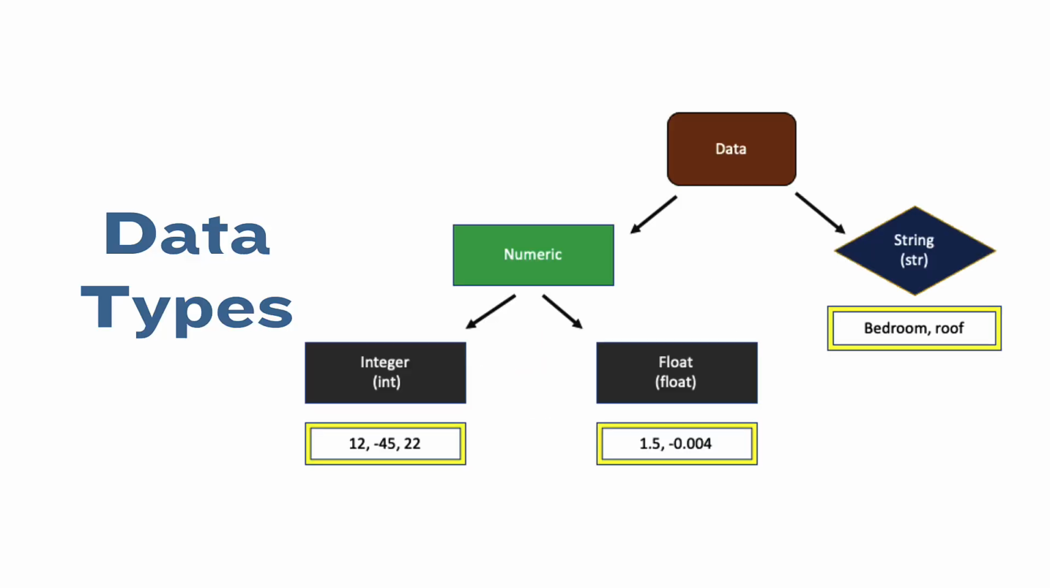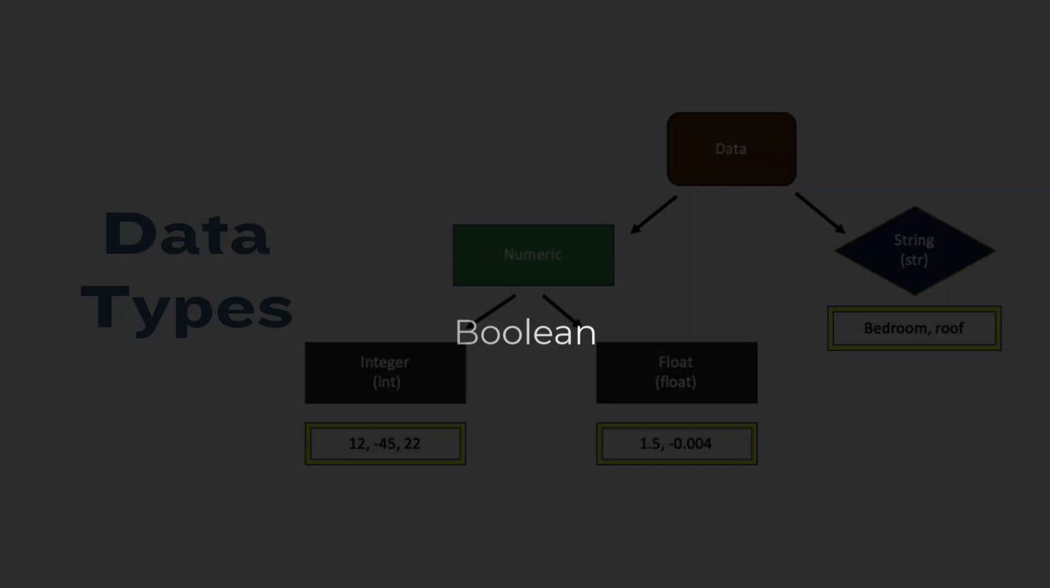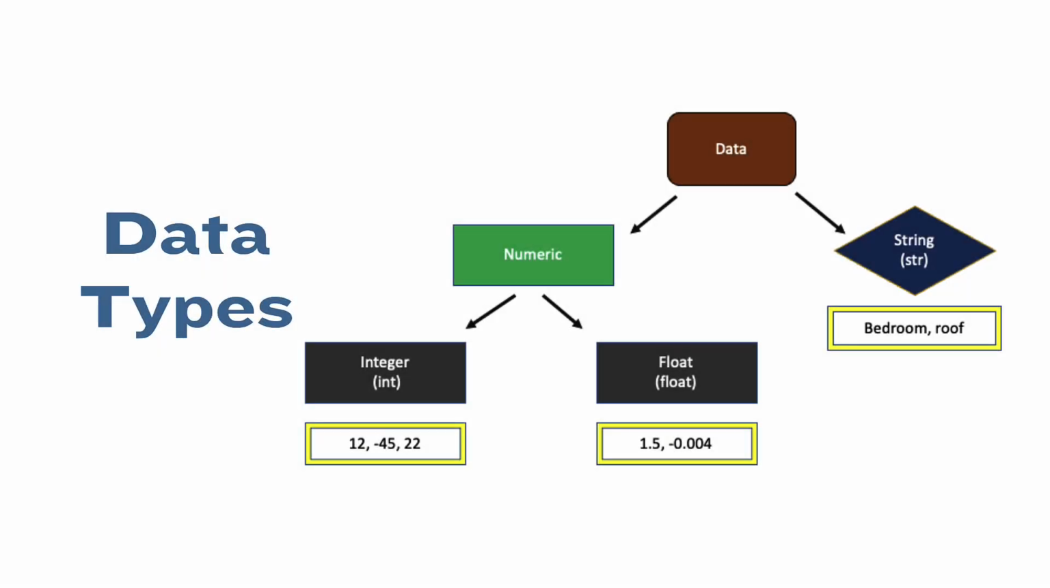There are so many data types. Here are commonly used data types in Python. Numeric can be integer or float. The other one is string. There are other data types too, for example, booleans that contain true or false values, and also lists, dictionaries, and tuples, which we will cover in future videos as well.